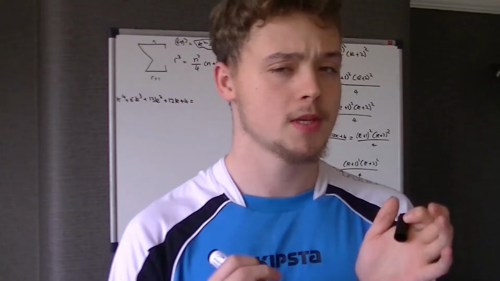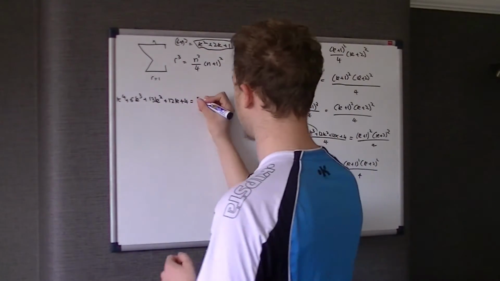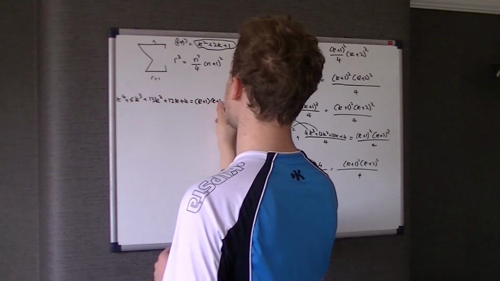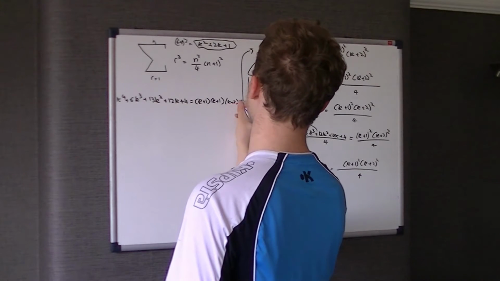Now, this (k + 1) all squared just means (k + 1) times (k + 1). So we'll write that because that looks a bit easier. So (k + 1) times (k + 1) times (k + 2) times (k + 2).